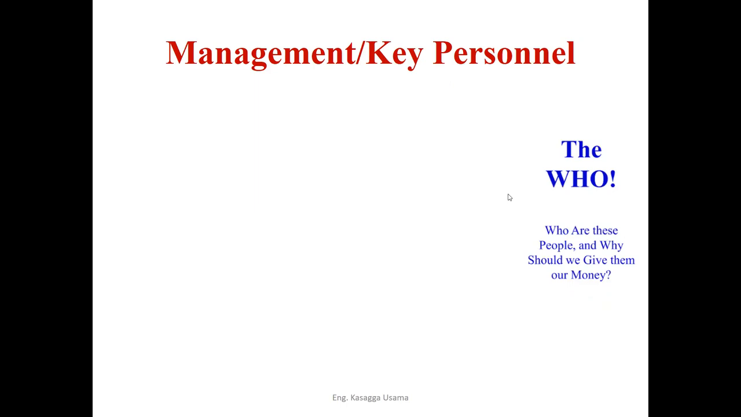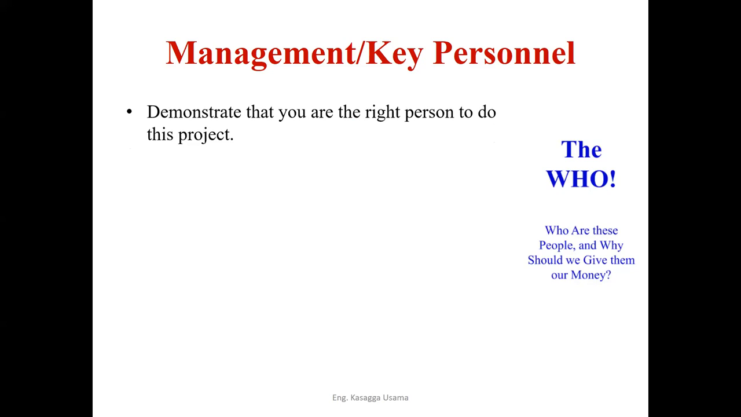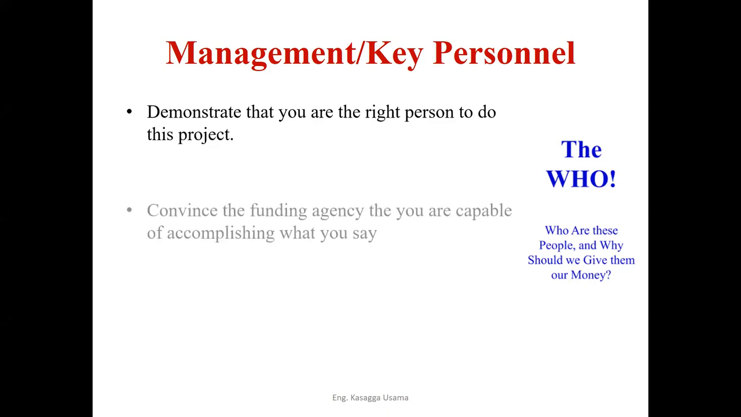Management and the key personnel, who are those people, and why should we give them our money? These are key principles when we are writing a research grant. Demonstrate that you are the right person to do this project. Are you the right person? A professor, a doctor, you have your master's degree, you have your bachelor's degree, and even at bachelor's level, you have at least published some papers, even if one paper, so that when they look at your CV, these are the right people. That's why it is a team. Because they look at how frequent you are in research, or whether you just got an idea and may not even know how to run it very well.